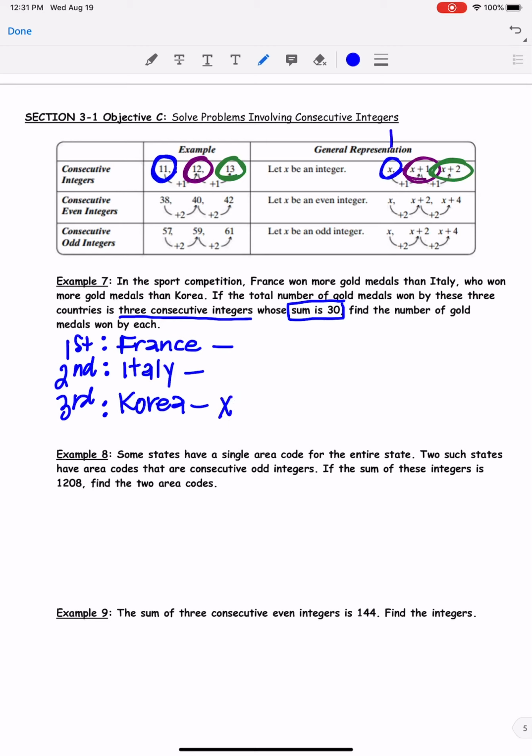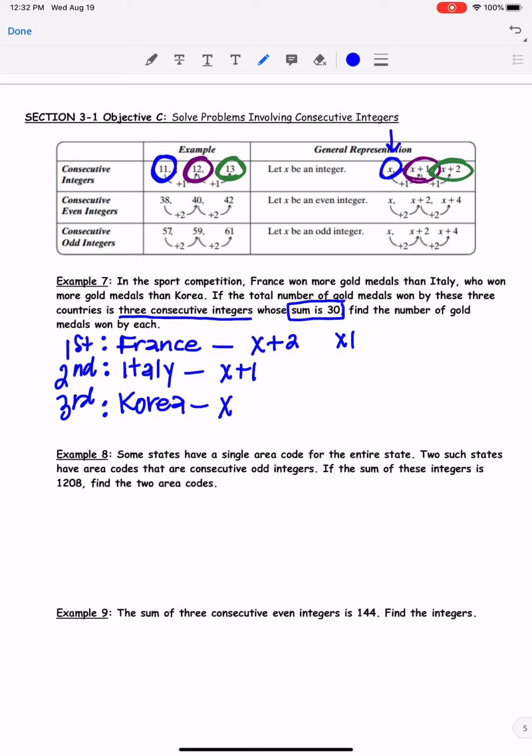Okay, that's this point right here. So if Italy won one more than that, they're X plus 1. And if France won one more than that, that is X plus 1 plus 1, right? Or you can think of it as they won 2 medals more than, and so really that's X plus 2. So set up your equation and solve.